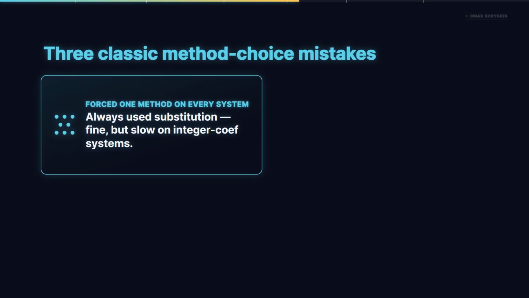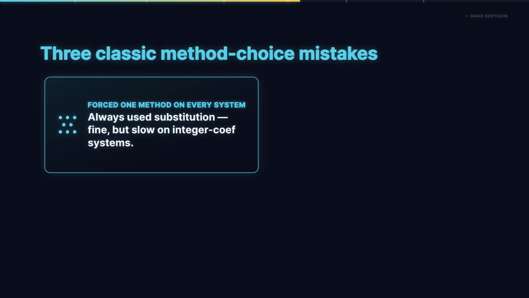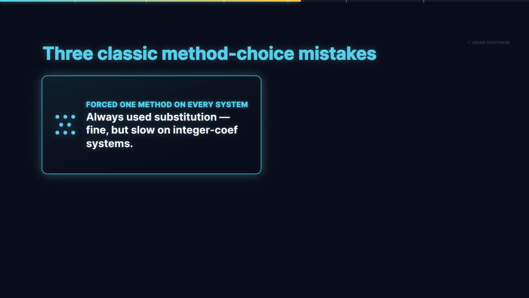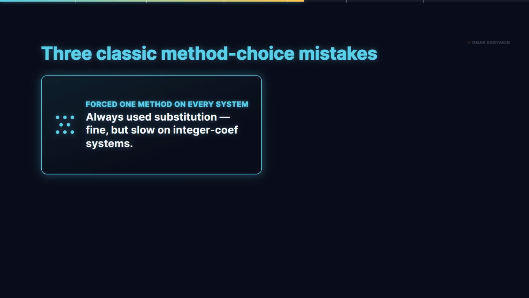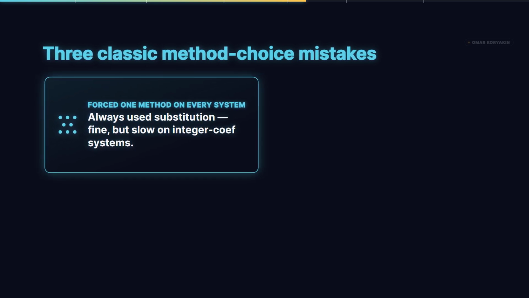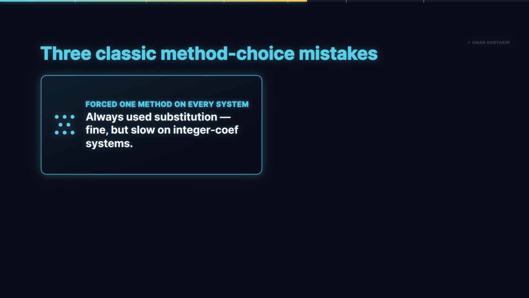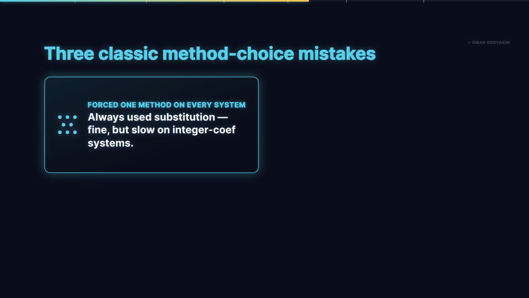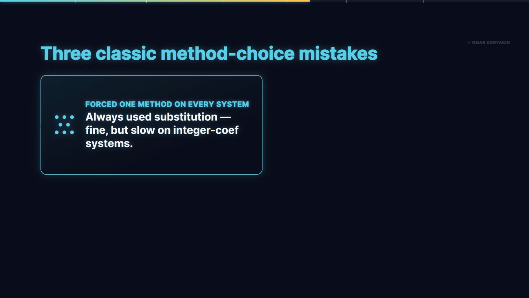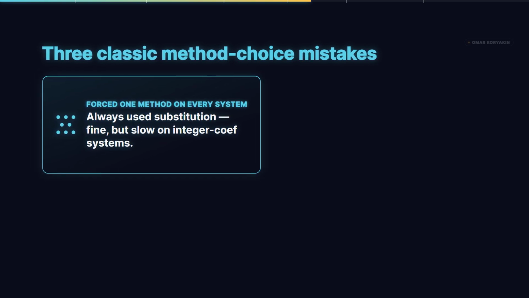A student who has internalized substitution uses it on every problem, including systems where elimination would be twice as fast, or vice versa with elimination. Both methods are correct on every system, but the wasted algebra adds up over many problems on a test or a homework set. The fix is to develop the recognition habit through deliberate practice. Read the equations first, classify by coefficient pattern, then choose the matching method.